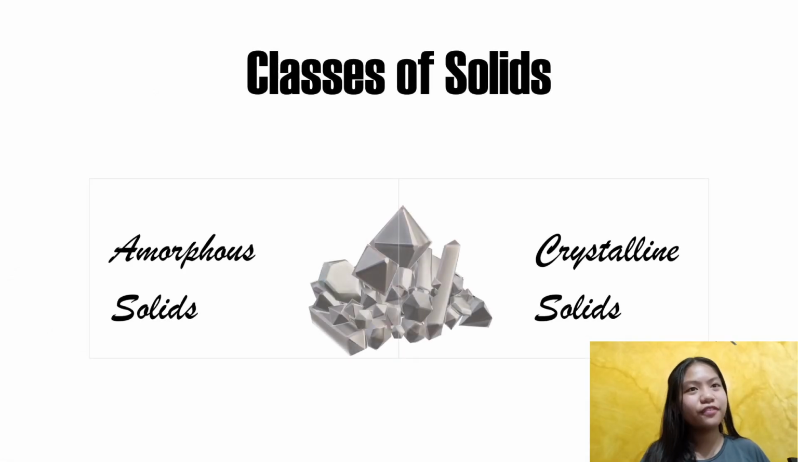Solids can be classified into two main categories: amorphous solids and crystalline solids. The differences in properties between these two groups arise from the presence or absence of long-range order in the arrangement of particles within the solid, as well as their behavior when heated.